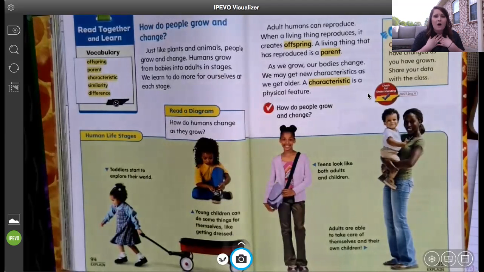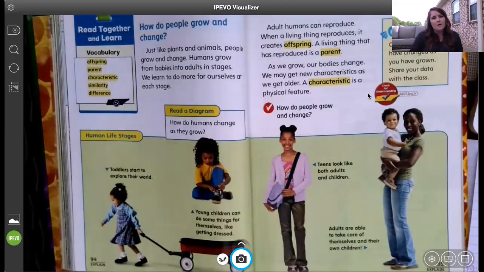Miss Owen is an offspring to her mom because my mom had me, so she is a parent. You are an offspring to your mom because you are the baby. So an offspring is just another word for a baby. As we grow, our bodies change. We may get new characteristics as we get older. A characteristic is a physical feature.